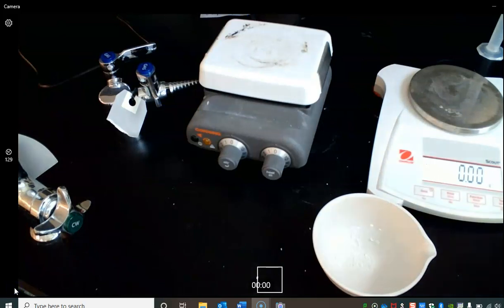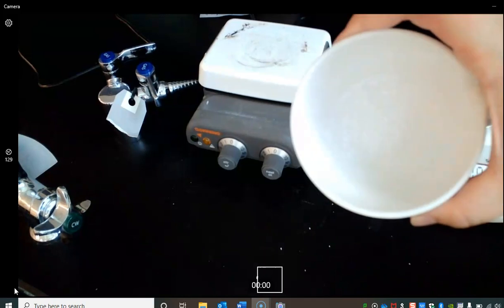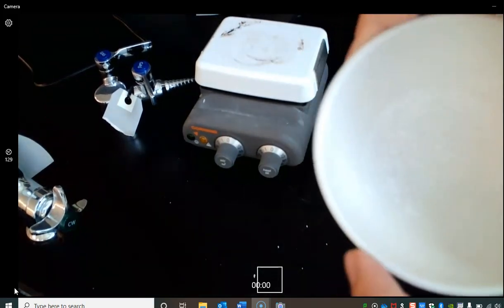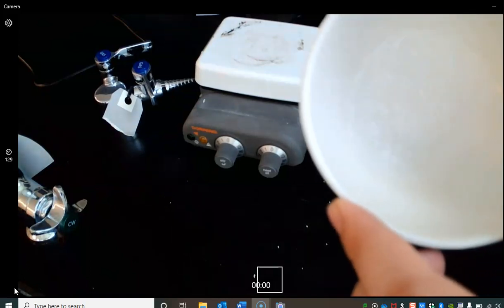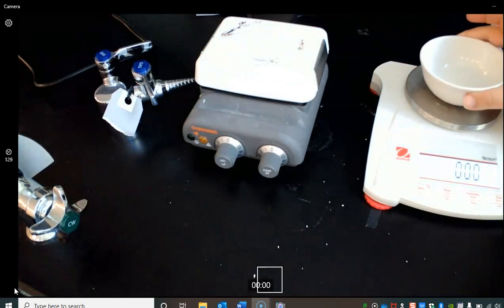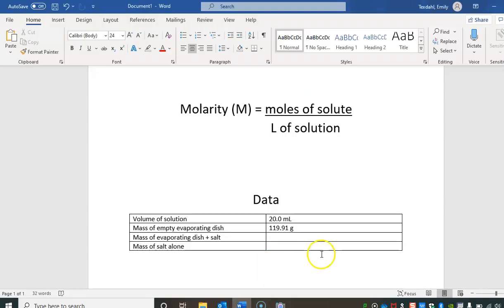All right, so now that my evaporating dish is cool, I'm going to pick it up and show you the salt that formed inside. So hopefully you can see that. You can see the little crystals of salt right around there that formed when the water was evaporated. So all the water's gone, now we just have our salt, and that's what we need the mass of. So I'm going to go ahead and take the mass of the evaporating dish plus the salt, and we'll put that on our data table. The mass of the evaporating dish plus the salt is 120.38 grams.